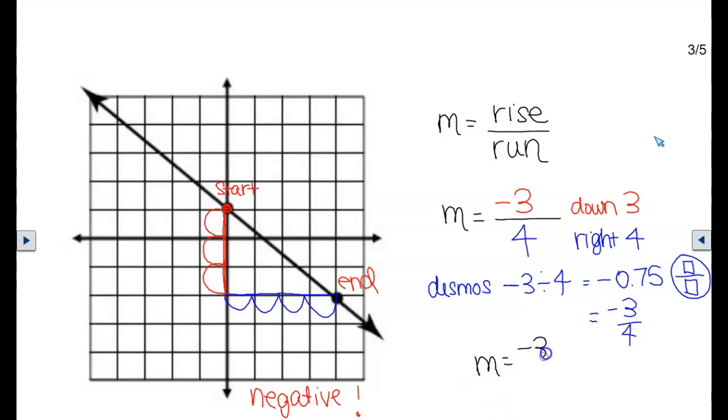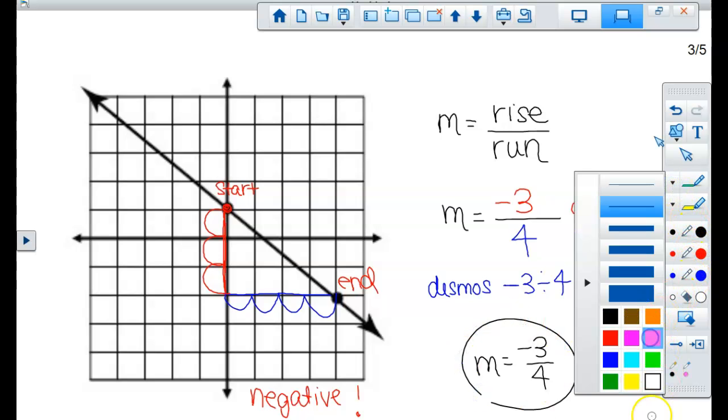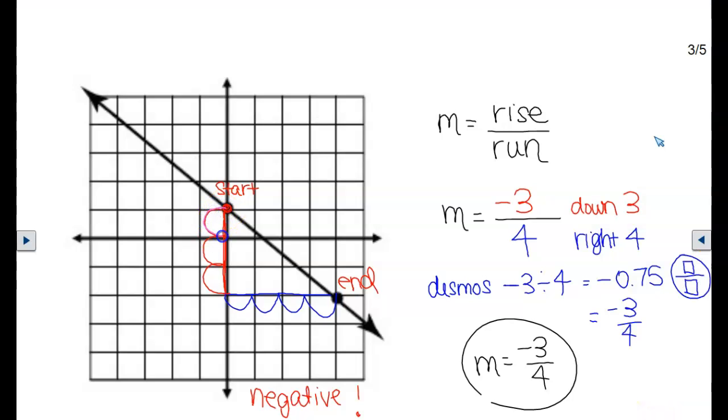So the slope for this line is negative 3/4. And what that means is that it rises negative 3 and runs positive 4. So if I start here, I go down 3, right 4, and I land on the line. So negative 3/4.